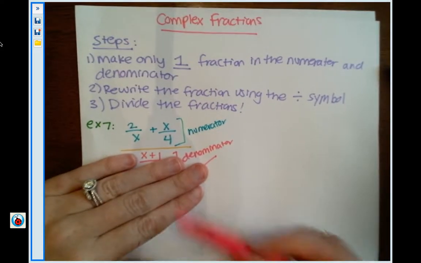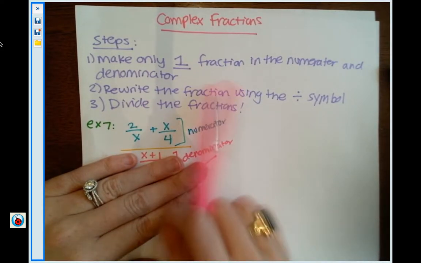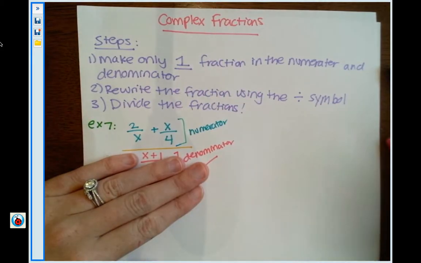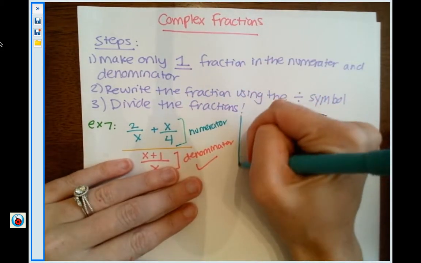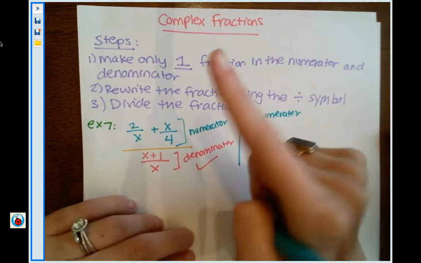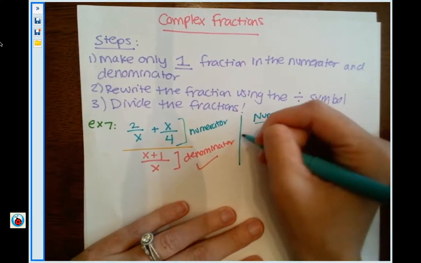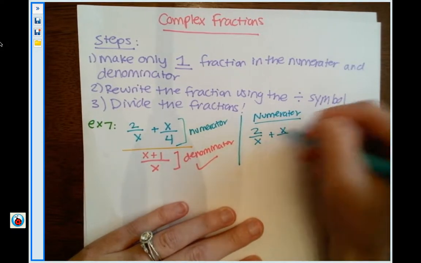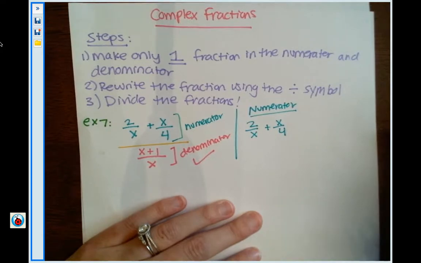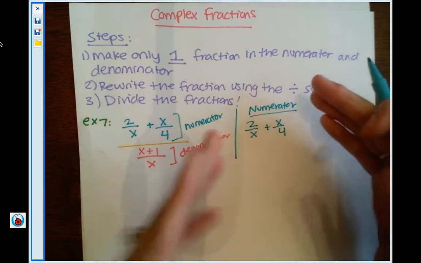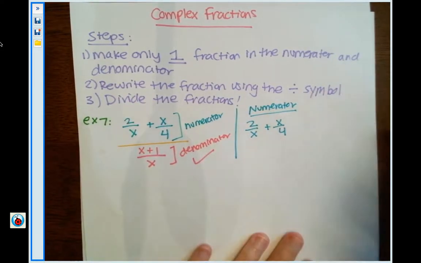But the numerator, we got a fraction plus a fraction. That is not allowed. We got to combine it into one fraction up top. So for right now, let's only focus on the numerator, and the goal is to get it as one fraction. So I have 2 over x plus x over 4. Using the rules that we just talked about with adding fractions, we're going to do the same thing with only the numerator of our complex fraction.